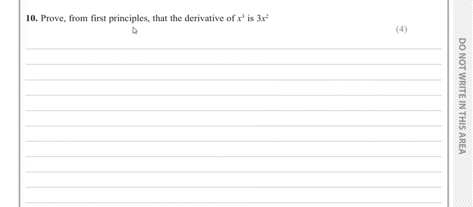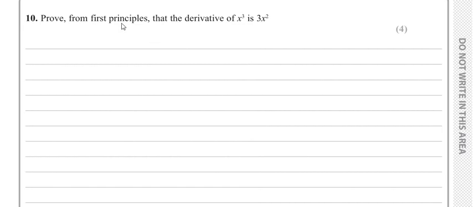Question 10. Prove from first principles that the derivative of x cubed is 3x square. This is quite a common question which comes in AS level as well as A level. Therefore, it will be very good for the students to please practice with it. It's a sure mark, 4-mark question. It's quite easy to do also. The formula for this is given in the formula sheet.